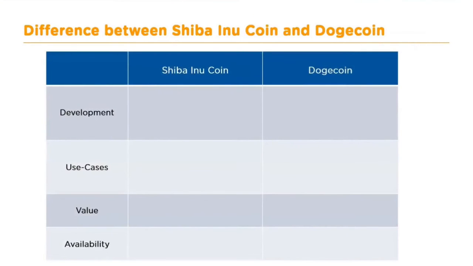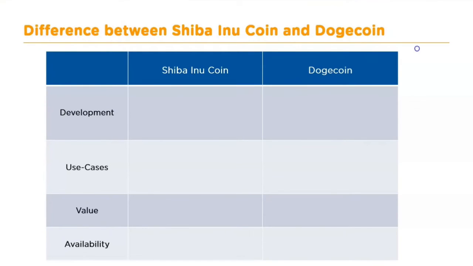Although both Shiba Inu coin and Dogecoin are meme coins and share the same tree of origin, both of them differ a lot from each other at the same time. And the very first difference between them is the Shiba coin is a token and Dogecoin is a currency. Let's have a look at more of those major differences like this.